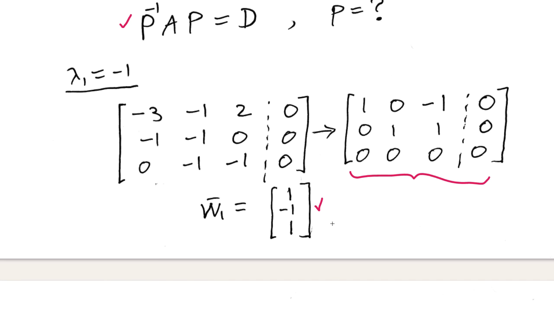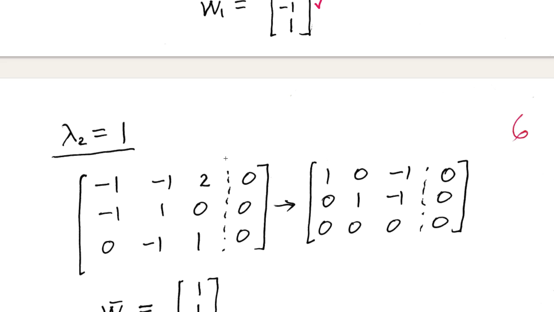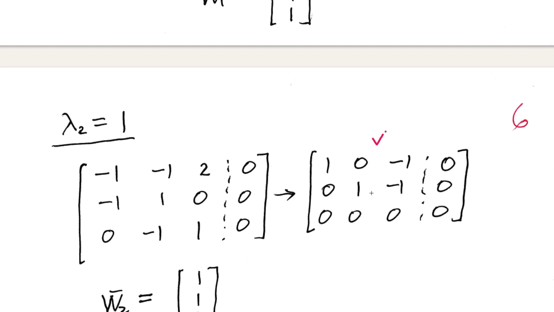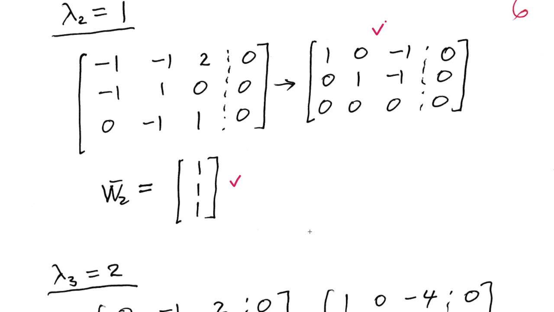Alrighty, let's go to the next one, where lambda is equal to 1. We get this system: negative 1, 2 set to 0; negative 1, 1, 0 set to 0; 0, negative 1, 1 set to 0. This has this row-reduced echelon form here, and it's easy to solve. It's easy to find an eigenvector, 1, 1, 1. I called that W2.